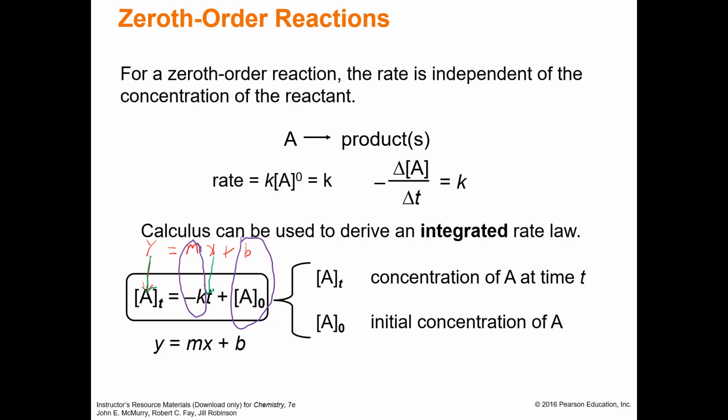So if you were to look at a plot of a 0th order reaction, where you have time on the x-axis and the concentration of your reactant on the y-axis, the slope of that graph is going to be equal to the negative of your constant, and the y-intercept will be your initial value of your reactant.